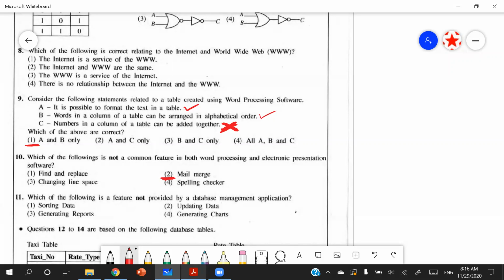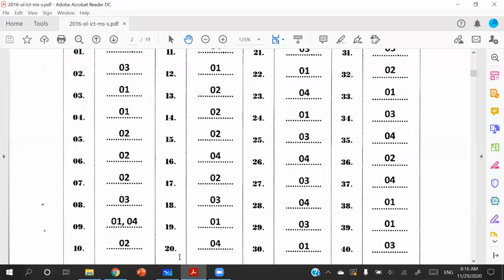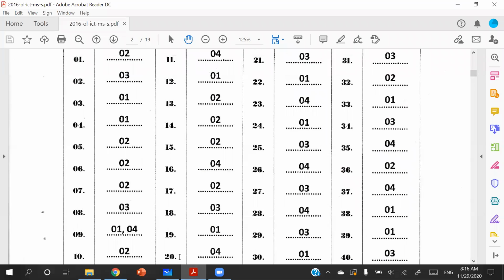And the 11th, which of the following is a feature not provided by a database management application? Sorting data, updating data, generating charts, generating reports. So you can do sorting inside a database, you can do generating reports inside a database, you can do updating, but not generating charts. That is regarding a spreadsheet in most of the cases. So the 11th, it's going to be the 4th one. Yeah, it says it's the 4th.